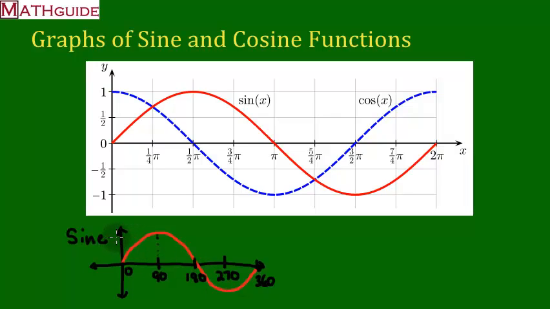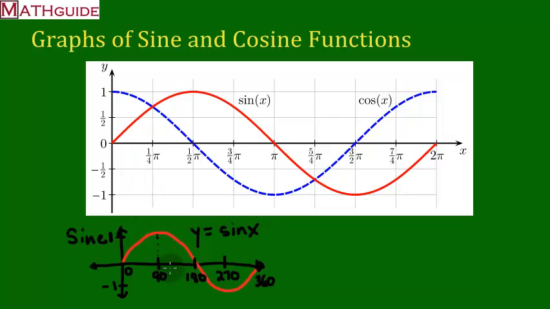So the highest point it gets up to is 1. The lowest point it gets down to is -1. So we say this curve has an amplitude of 1 because it gets as high as 1 and as low as -1. So 1 unit away from the x-axis is as big as it gets. So this would be the equation for sine: y equals sine of x.